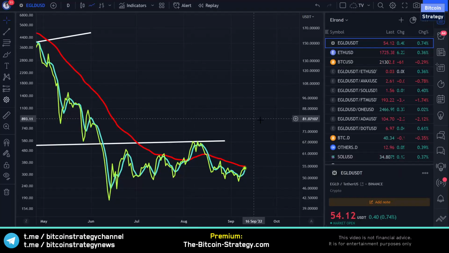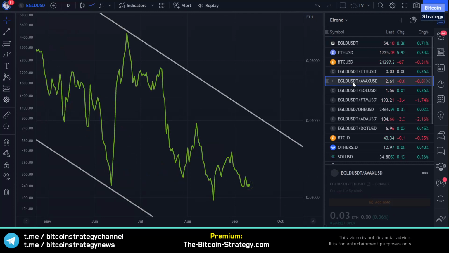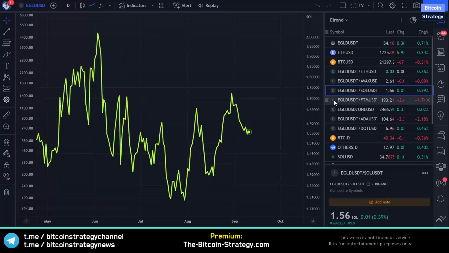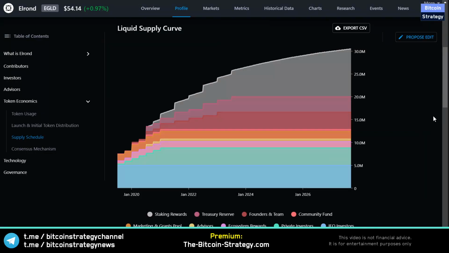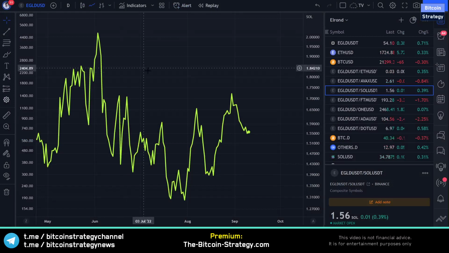Let's have a look at a few charts. Of course, the EGLD chart with its best backtested moving averages. Let's look at relative valuations to Ethereum, to Avalanche, to Solana, so to other layer 1 competitors. Let's also look at things such as the inflation rate or the vesting schedule. So how is the liquid supply developing? Because supply and demand determines the price. So getting a feeling of where supply is going makes sense as well.